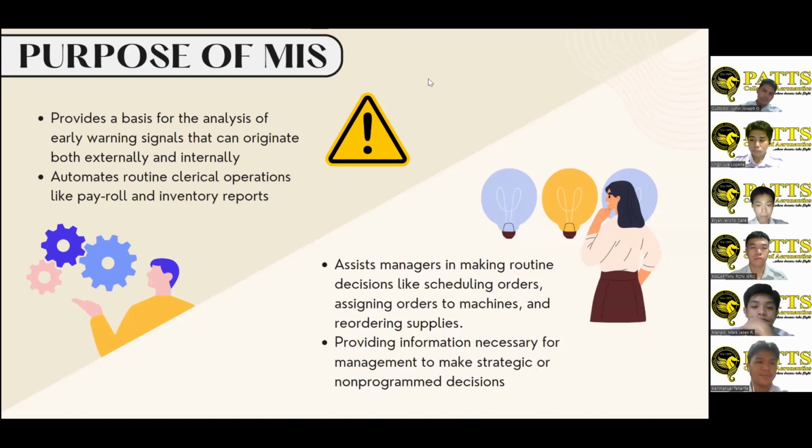So it provides a basis for the analysis of early warning signals that can originate both externally and internally. Also, it automates routine clerical operations like payroll and inventory reports. It assists managers in making routine decisions like scheduling orders, assigning orders to machines, and reordering supplies. Lastly, providing information necessary for management to make strategic or non-program decisions is one of the purposes of MIS.